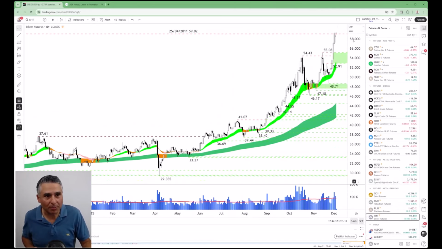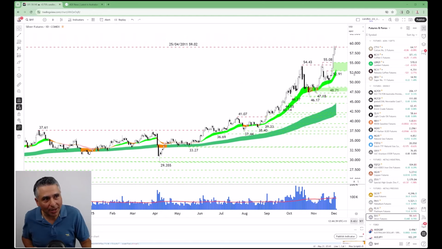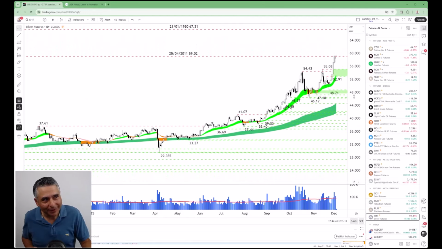Now we're going to, not zinc, I'm all over the place here, going to silver, because I do have all my bells and whistles here, because I did want to point out that if we zoom out, the next big level comes from all the way back in 1980. How about that? The all-time high for silver is 67.31. And you can see we're just spending a few candles here. And it's funny because the most recent level is this 2011 level, 59.02.